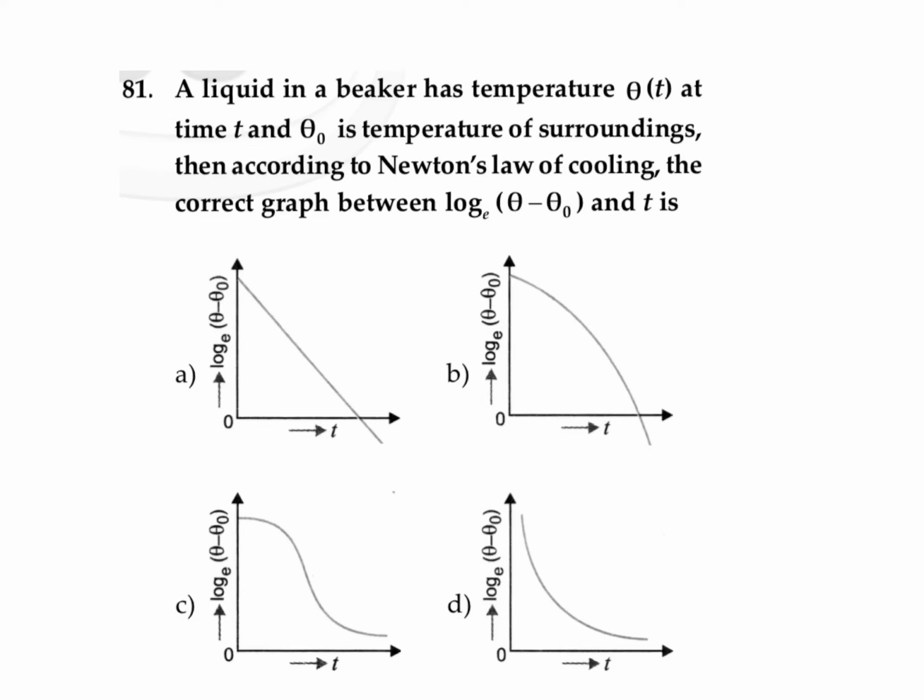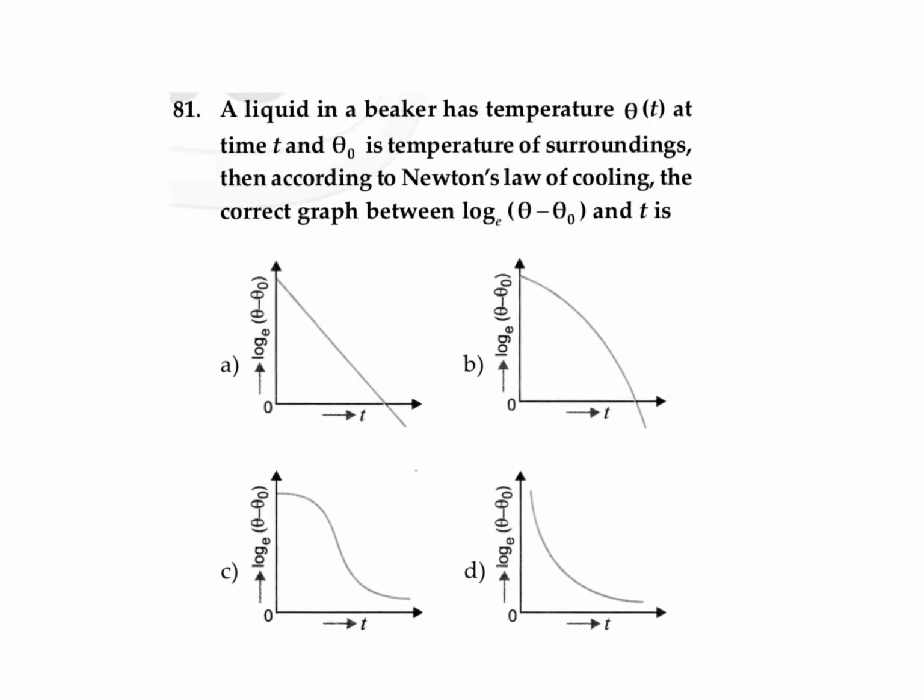And this question is: given that a liquid in a beaker has a temperature theta at any time, let's say t, and theta naught is the temperature of the surroundings. Then according to Newton's law of cooling, the correct graph between ln of (theta minus theta naught) and t is.